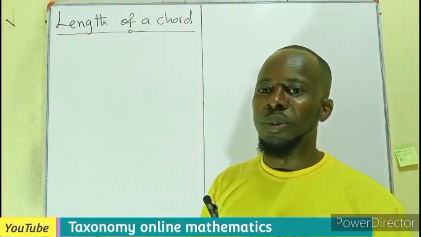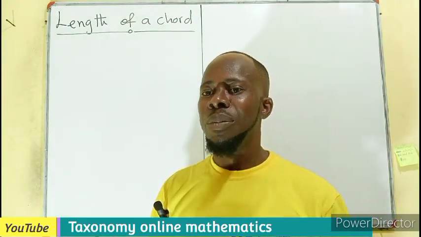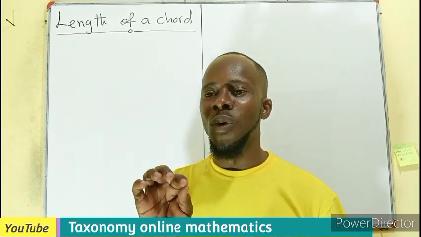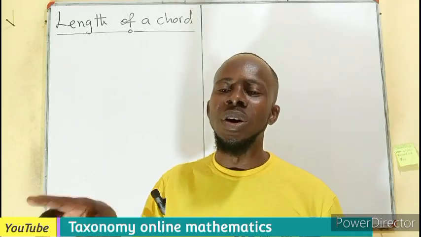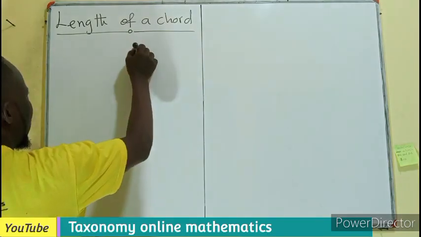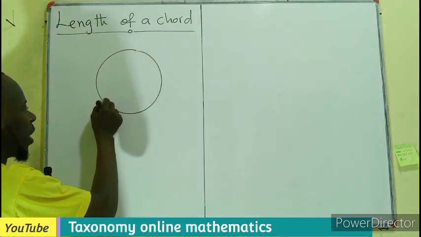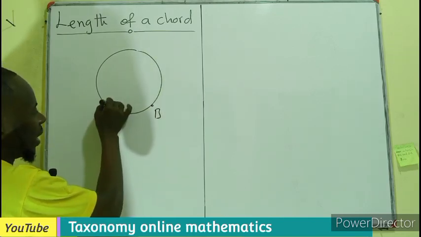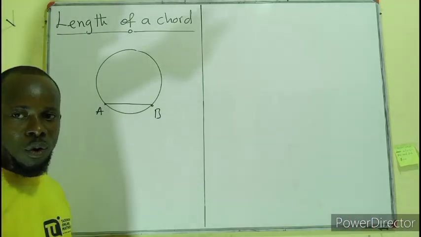In this episode, we want to have a little discussion into mensuration, which is the length of a chord. We know a chord is just a line that connects 2 points on the circumference of a circle. So if I have this as a circle and I have a point A and a point B, any line that connects these 2 points becomes a chord.